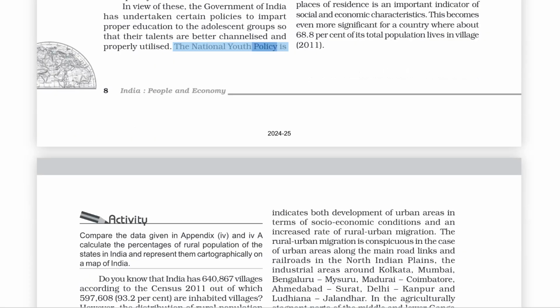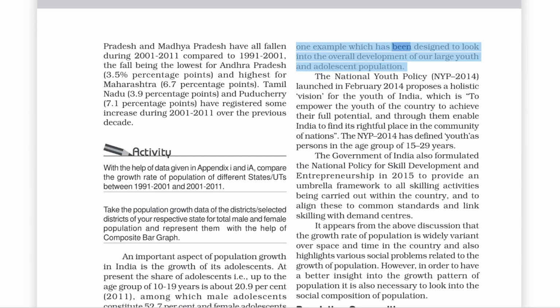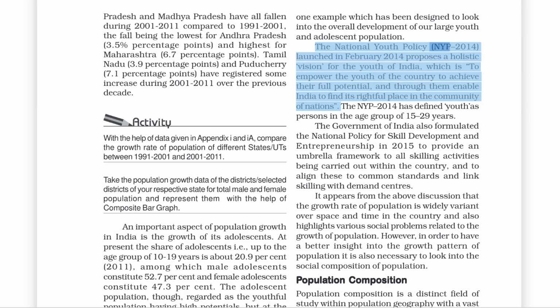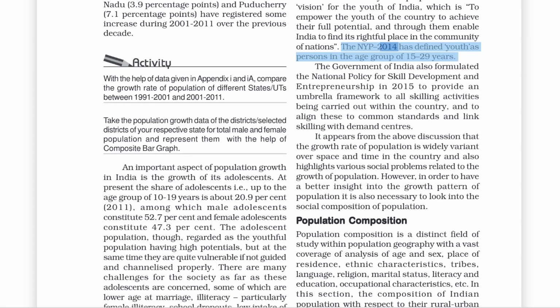The National Youth Policy is one example which has been designed to look into the overall development of our large youth and adolescent population. The National Youth Policy, NYP 2014, launched in February 2014, proposes a holistic vision for the youth of India, which is to empower the youth of the country to achieve their full potential, and through them enable India to find its rightful place in the community of nations. The NYP 2014 has defined youth as persons in the age group of 15 to 29 years.